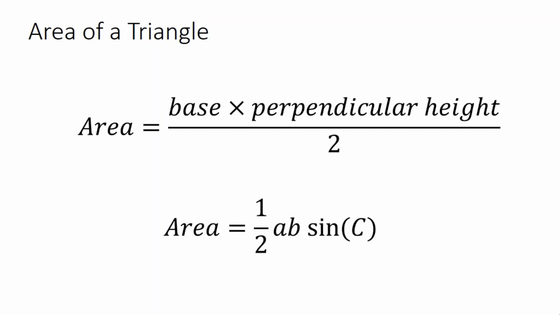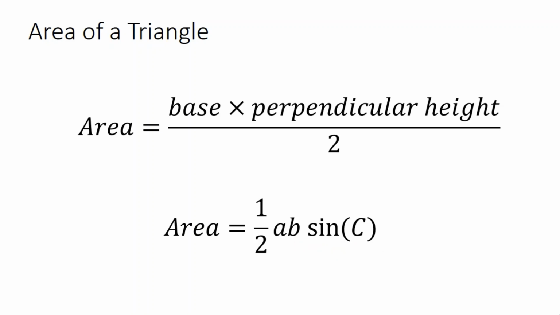Area is also half times AB sine C. So half AB sine C. Now in my next video I'm going to show you where this formula comes from, but in this video I'm just going to use it, and you're just going to have to believe me for now.